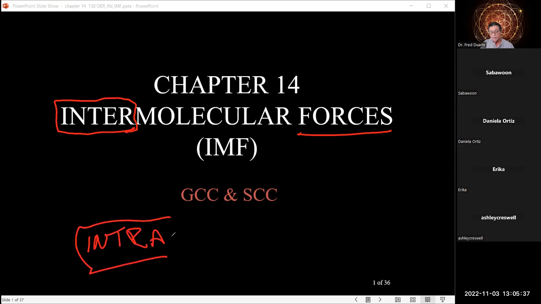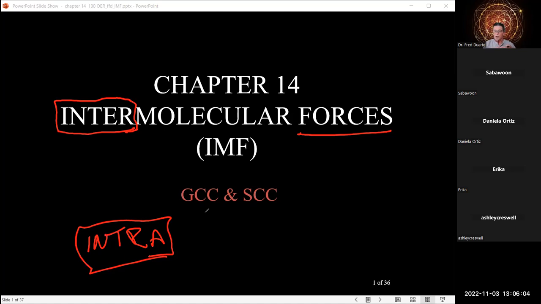Intra, meaning intramolecular forces, are forces within the molecule itself. And the intermolecular forces are forces with other molecules. How they interact is a function of the polarity of that molecule.